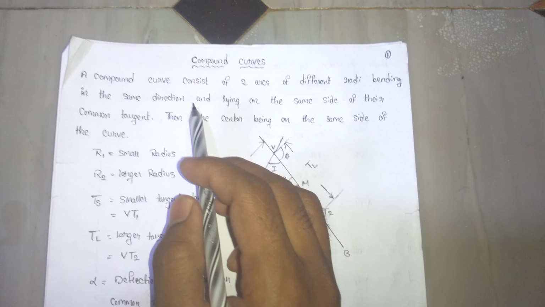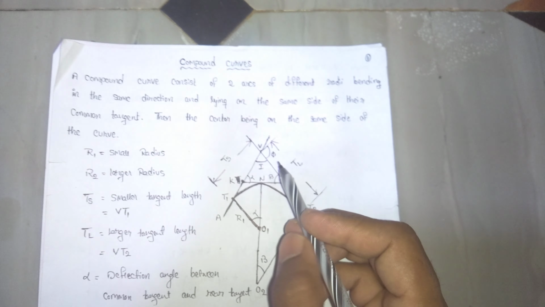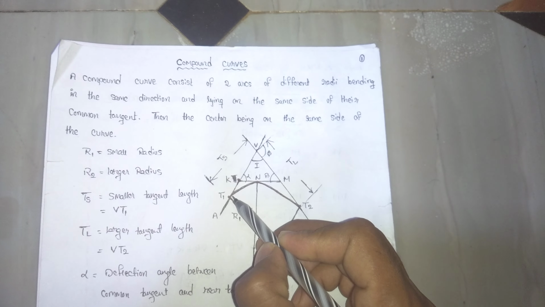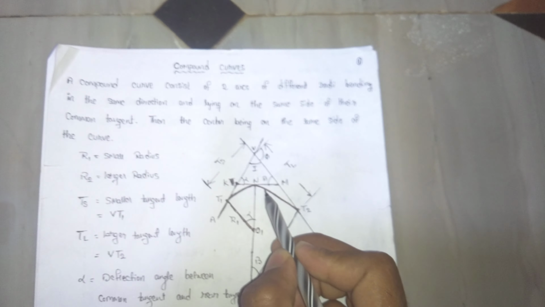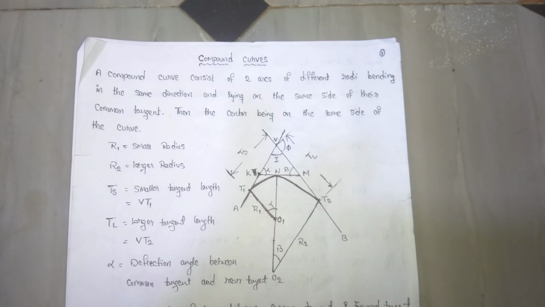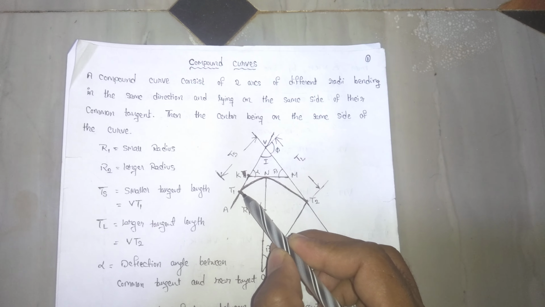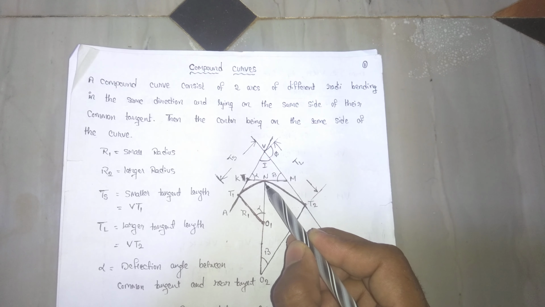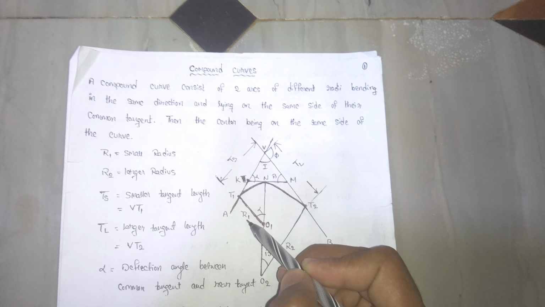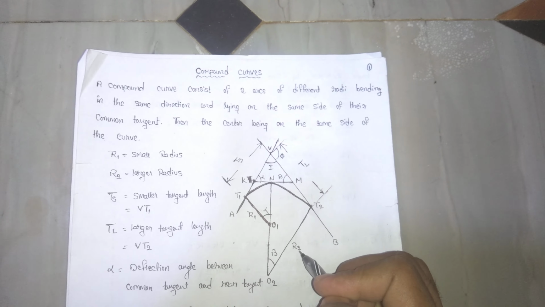A compound curve consists of two circular arcs of different radii. One arc is T1 to N and another arc is N to T2. So, in compound curves having two circular arcs of different radii, the first arc T1 to N has radius R1, and the second circular arc N to T2 has radius R2.